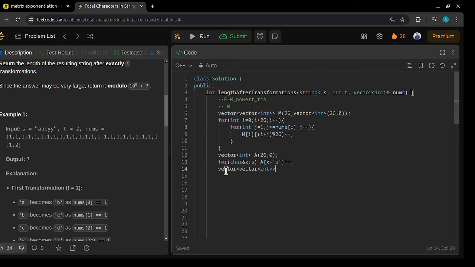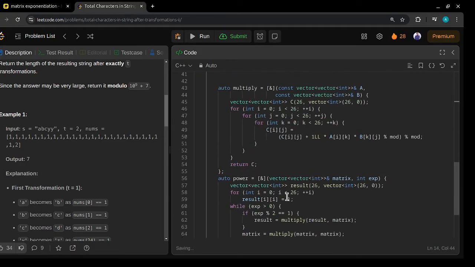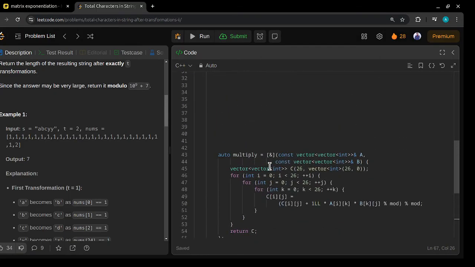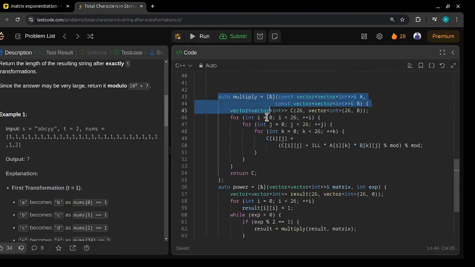So let us calculate M to the power of t. Let us make a function power which is going to take the matrix M and return the matrix power. I have already made a function power. It takes two arguments, a matrix and the power, meaning how many operations you have to do, and it gives the result. I have also already made a multiply function which helps calculate matrix multiplication easily. You can refer to the code from the internet also.